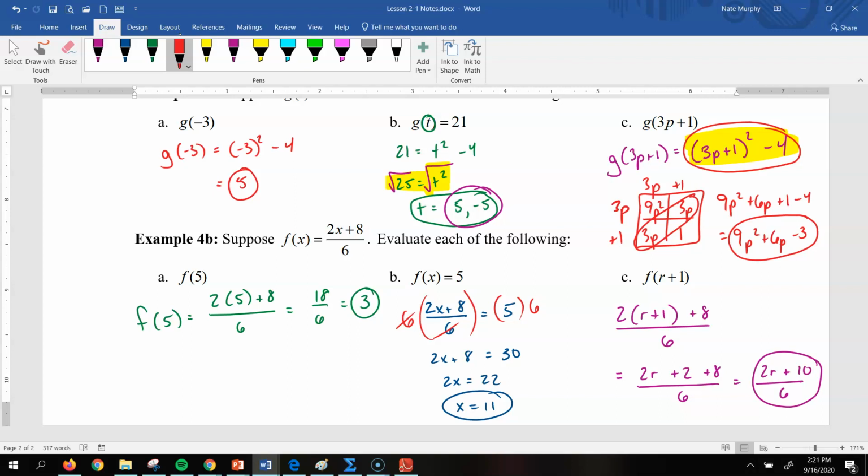And lastly, here we're just going to plug r plus 1 in as your input. So we'd have 2 times our input, so 2 times r plus 1, followed by the plus 8, all divided by 6. Now this one you can simplify because it's not that difficult. We would just distribute the 2 through in the parentheses there. So we'd have 2r plus 2 after doing that. And then we combine like terms in the numerator. 2 plus 8 is 10. Now you don't have to reduce this if you don't want to. You could just leave it as 2r plus 10 all over 6. And that would be your answer.